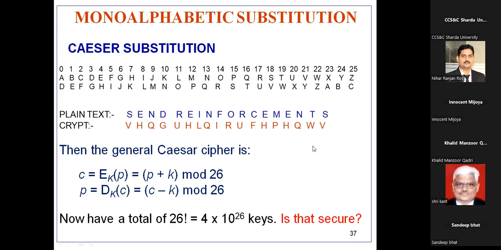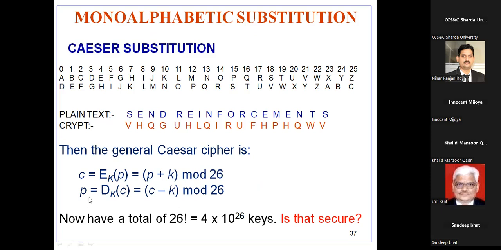18 plus 4, 22. What is my 22? V. Why is it V? Because of a 3 letter shift: 0, 1, 2, 3. Sorry, 21. 21 gives V. Similarly, you can do it for all letters, applying this.